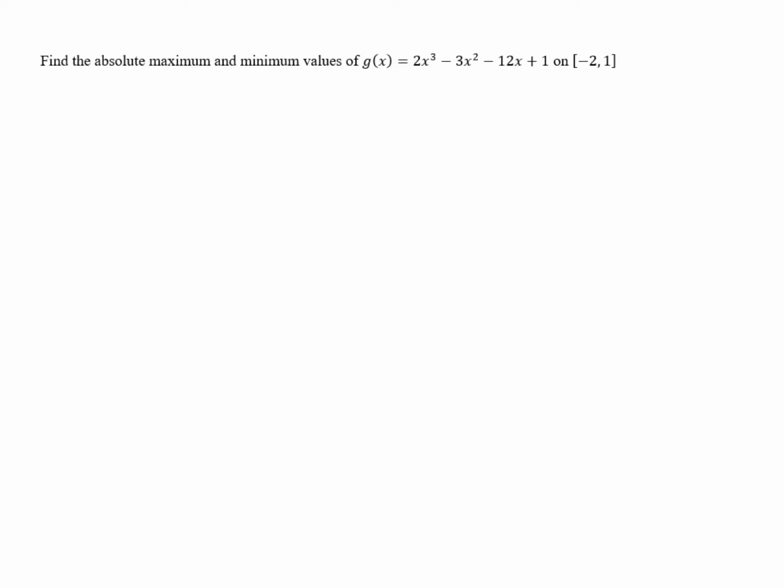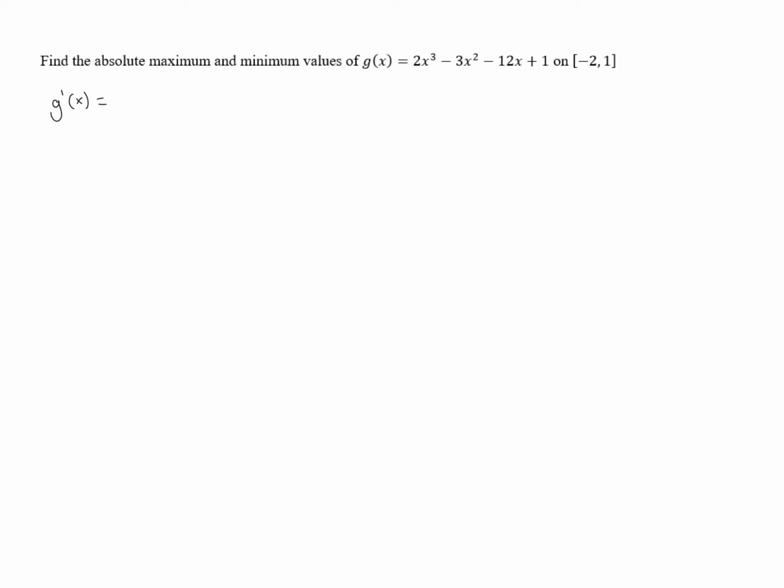Find the absolute maximum and minimum values of g of x equals 2x cubed minus 3x squared minus 12x plus 1 on the closed interval from -2 to 1. Now, we can use the closed interval method here because we have a continuous function on a closed interval. That means that we are going to want to take the derivative to figure out what the critical numbers are.